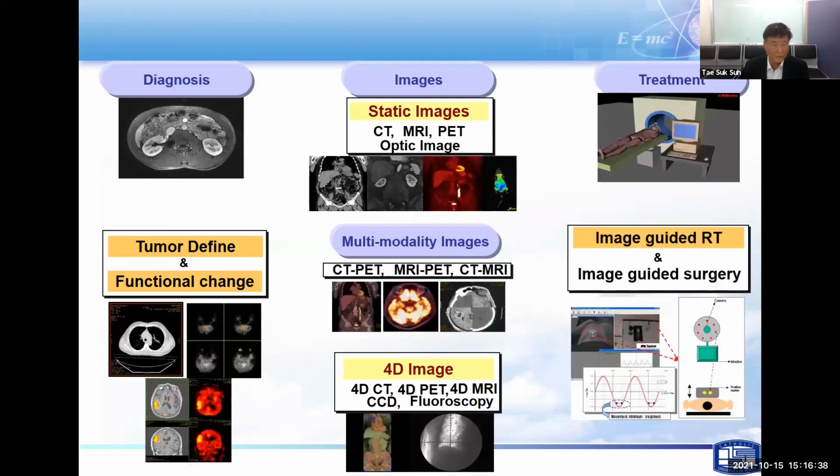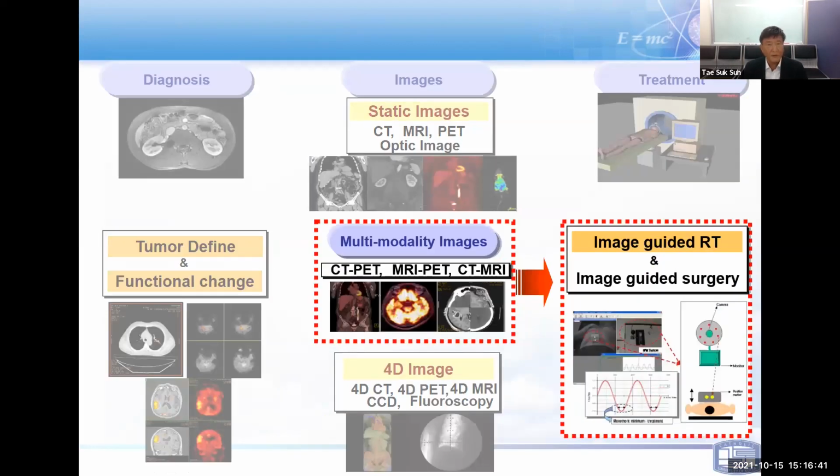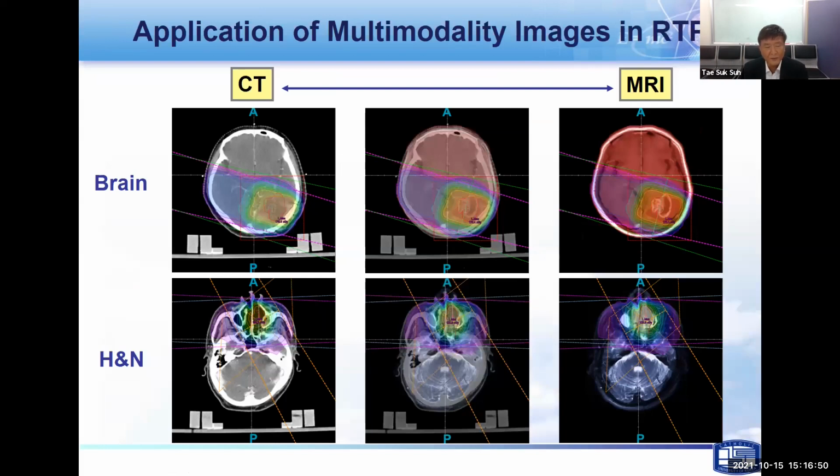So now I am going to discuss the application of multi-modality images in radiation therapy. CT is generally used in radiation therapy because the dose is directly correlated with the CT number. MRI and PET are also used to define tumor more accurately. This shows dose distribution on combined CT-MR images. This multi-image is very helpful for confirming the radiation coverage in radiation therapy.